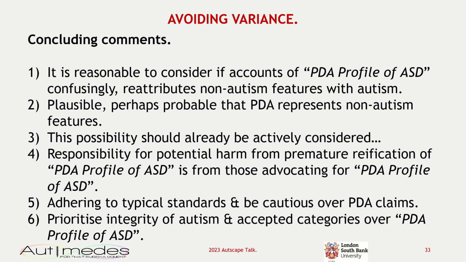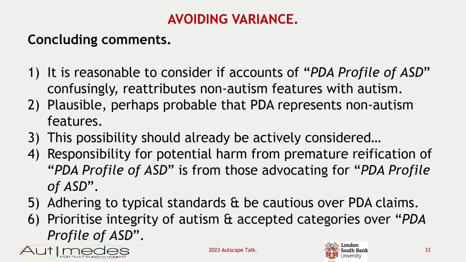Responsibility for potential harm from premature verification of PDA profile of autism is on those advocating for PDA of autism, basically. People claiming that PDA is a profile of autism should take responsibility for what they're claiming about it and be much more cautious. And that's just basically following typical research standards and typical ethical standards.